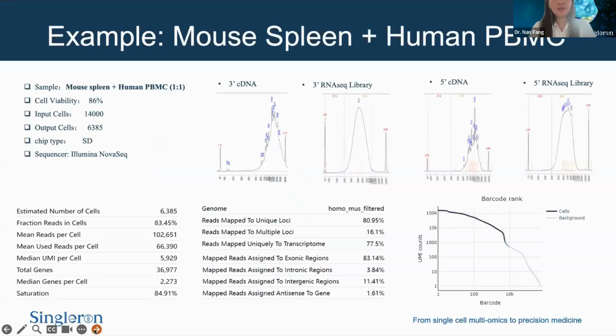And here I'm also going to show you some examples that we have generated using this technology to get more insights from each and every single cell.